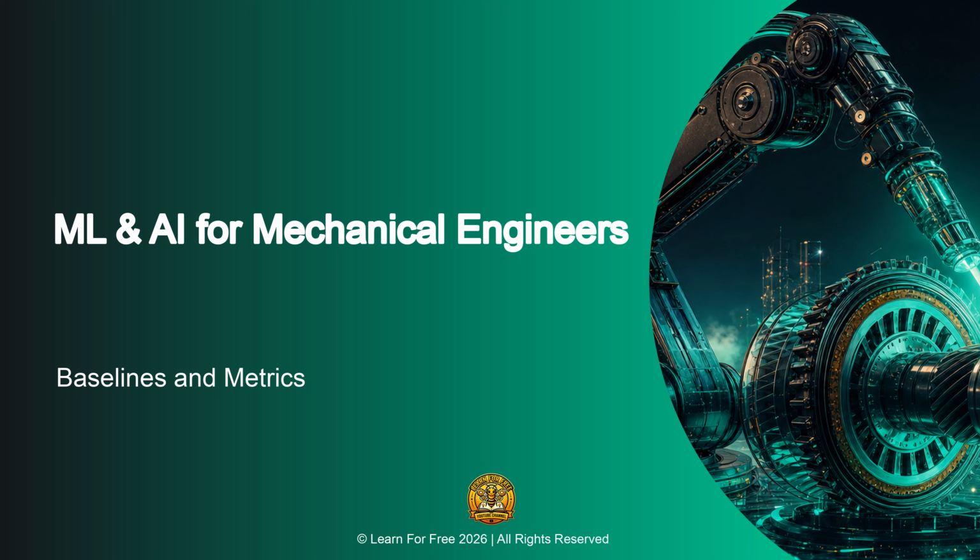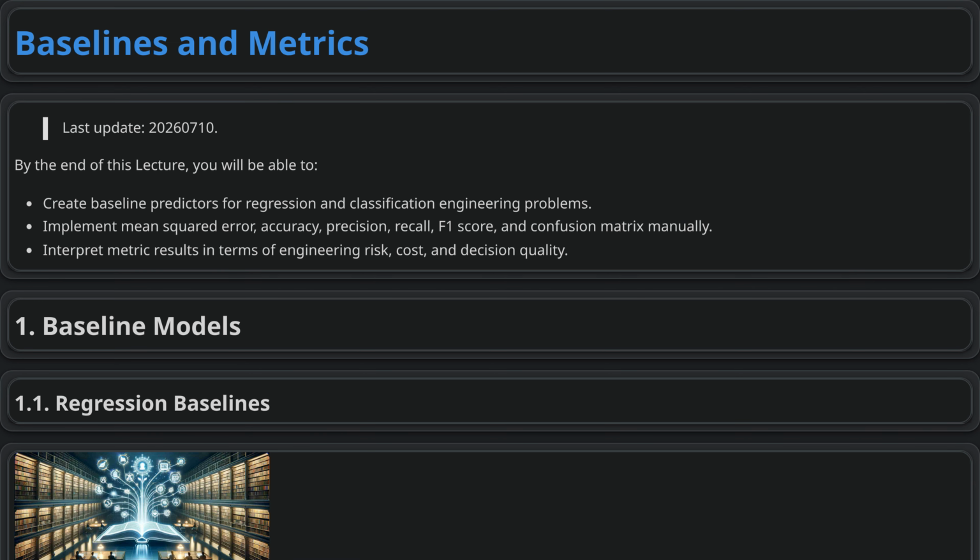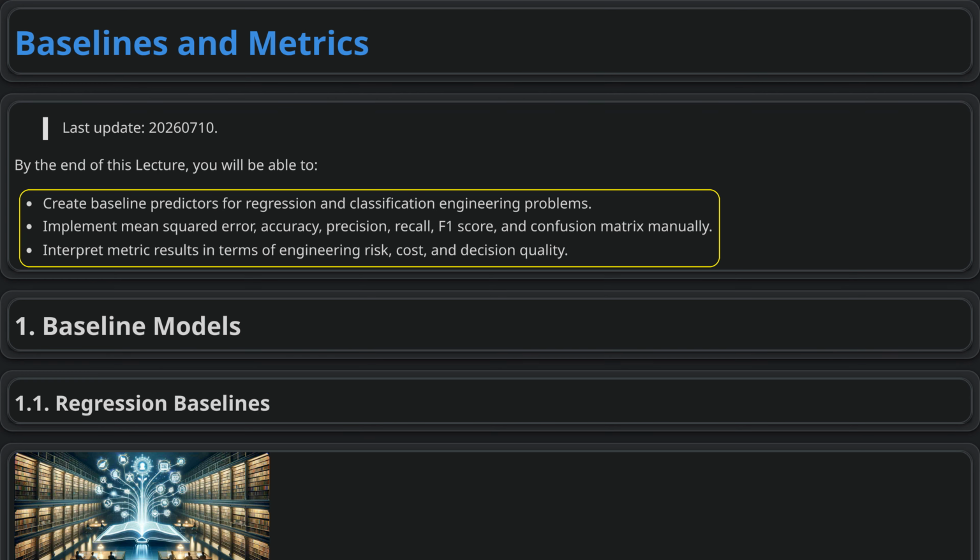Module 3, Lecture A, Baselines and Metrics. By the end of this lecture, you will be able to create baseline predictors for regression and classification engineering problems, implement mean-squared error, accuracy, precision, recall, F1 score, and confusion matrix manually, and interpret metric results in terms of engineering risk, cost, and decision quality.